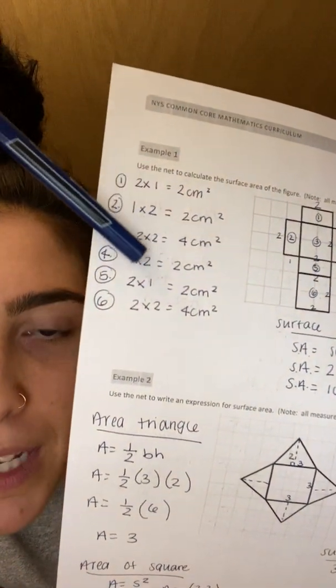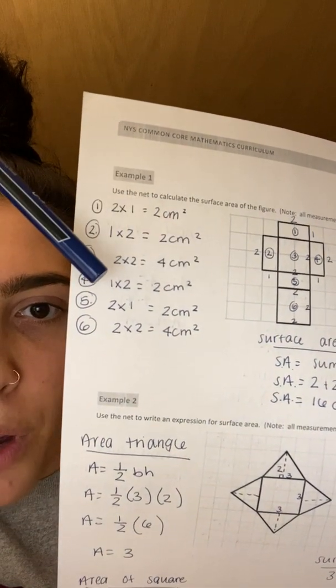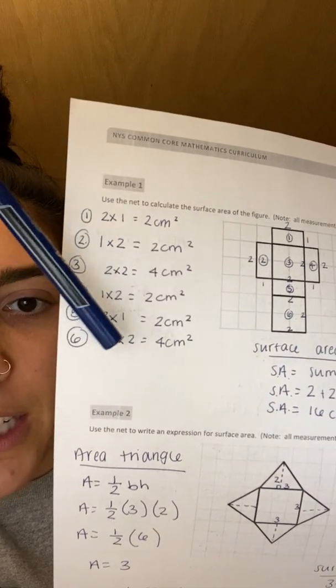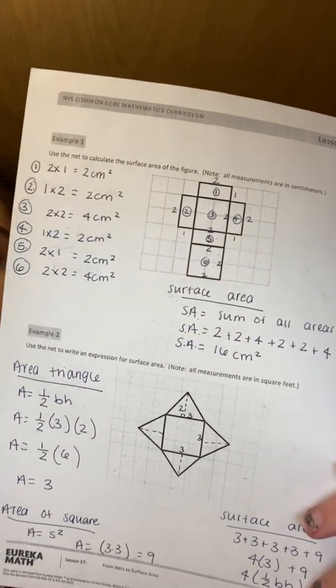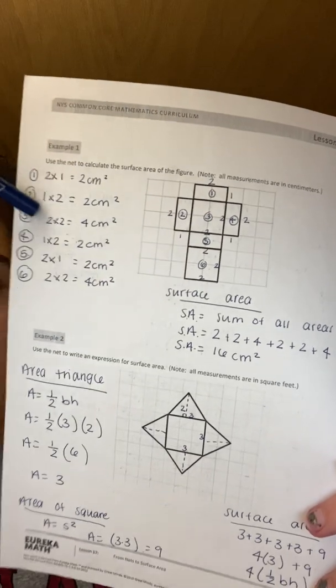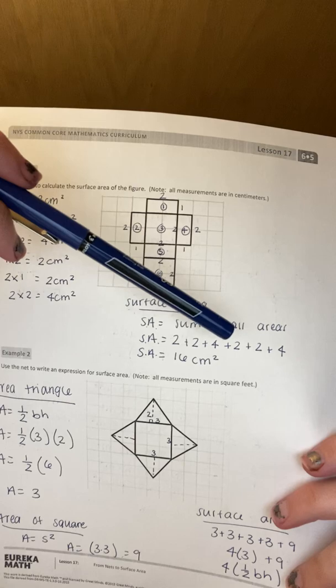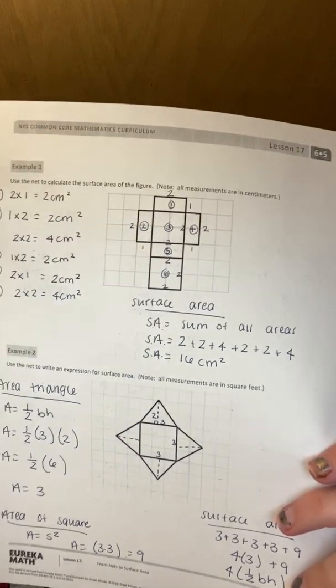So I did this multiplication. This is super easy multiplication. We have 2 times 1, 1 times 2, 2 times 2, 1 times 2, 2 times 1, and 2 times 2. I know those look like S's or Z's or 5s, but they're my 2's. And then it's asked me to find the surface area. So I took all these answers right here and I added them all together. So I did 2 plus 2 plus 4 plus 2 plus 2 plus 4. And when you add all those together, you get 16 centimeters squared. So not too bad, not too hard.